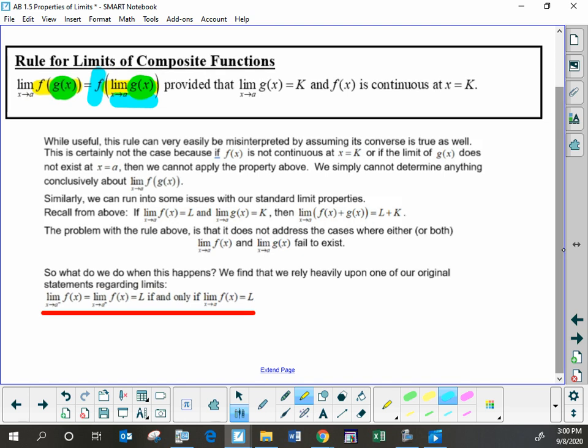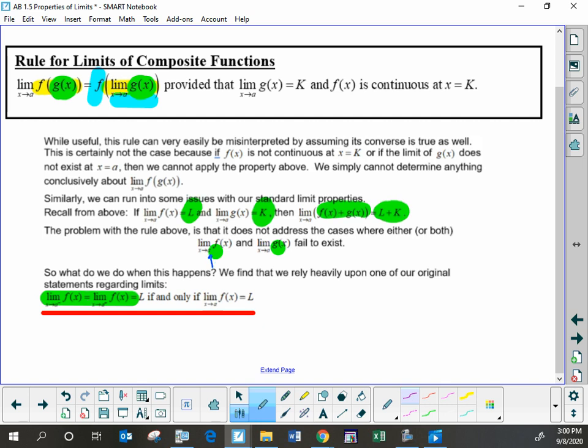We have to run a little deeper into these issues with our standard limit properties, which means often we'll want to come into a from the left and the right side. So it says, recall from above that if the limit of one of them is L and the other is K, then we can add the two together if it's a nice simple function. The problem with the rule above is that it doesn't address the cases where either or both of these limits fail to exist.